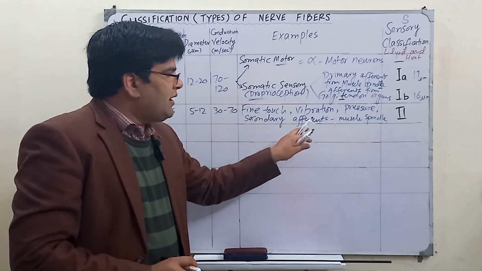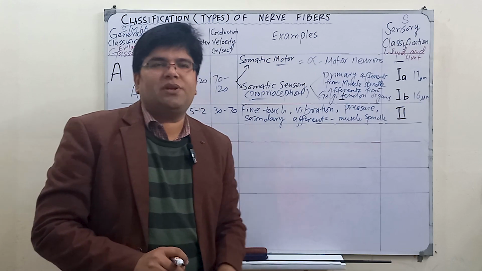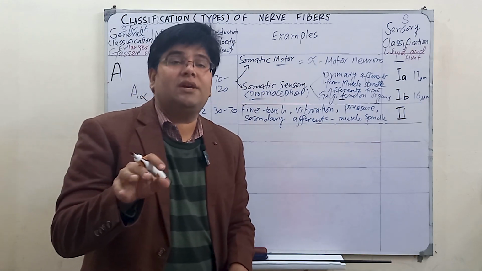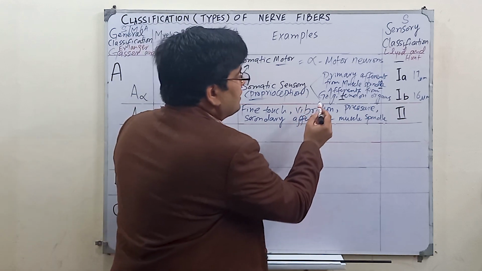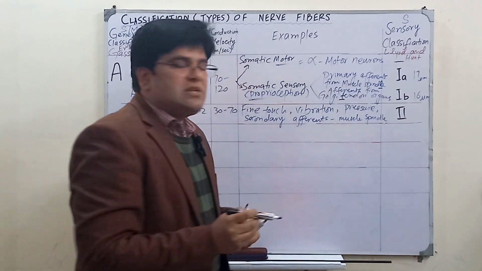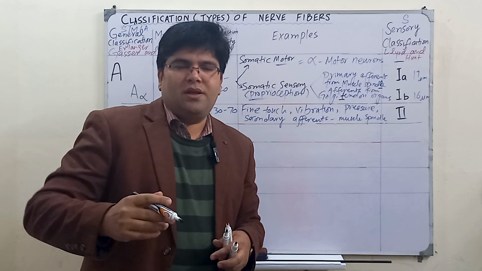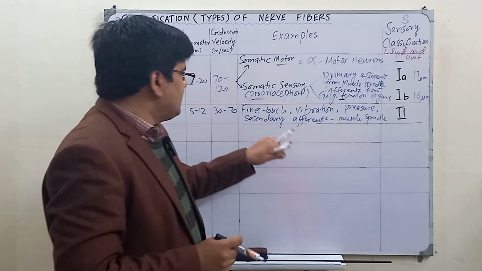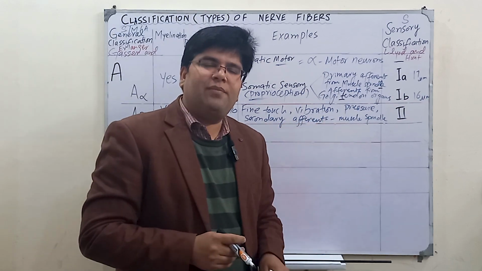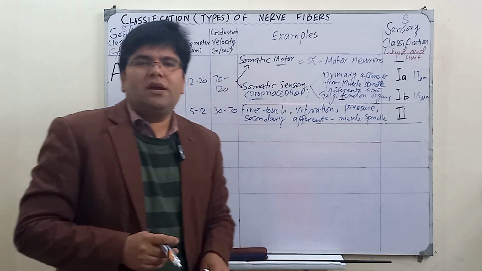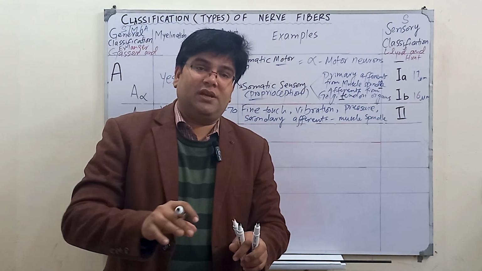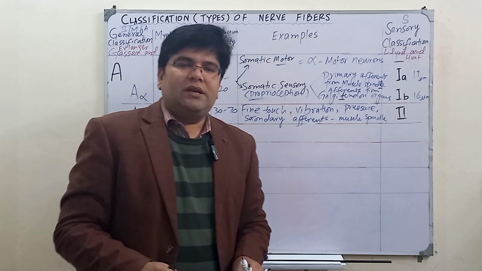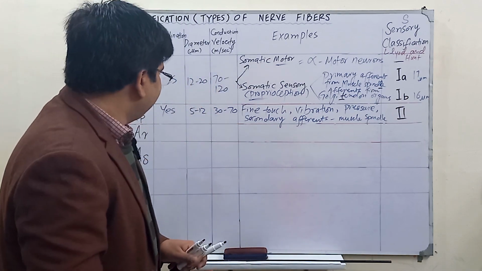These secondary afferent nerve fibers, which detect signals from the muscle spindles, are also called flower spray endings. So keep in mind, you may get this MCQ in your examination. The primary afferents from the muscle spindle are also called annulospiral nerve fibers, and the secondary afferent nerve fibers from the muscle spindle are also called flower spray endings. We will study them in detail later when we study the stretch reflex.